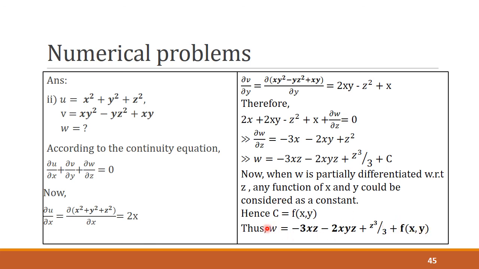Now if you want to check, we can check ∂w/∂z. We can check whether we are getting the same expression, minus 3x minus 2xy plus z squared. And this term when differentiated with respect to z partially would go to 0. And this is how numerical problems on the continuity equation can be solved.